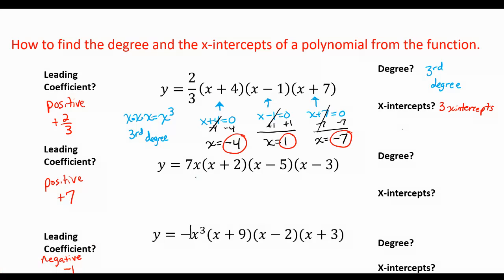So what degree is this? Count the x's. So x times x times x times x. So this would be x to the fourth. So this is a fourth degree, because there's 4 x's, right? So x times x times x times x equals fourth degree. And then now we just got to find out how many intercepts there are. And then watch this because this is a little different.